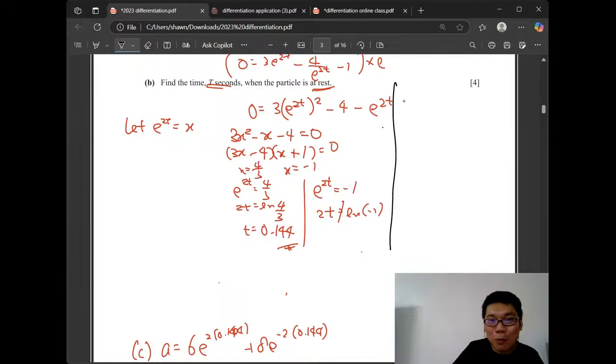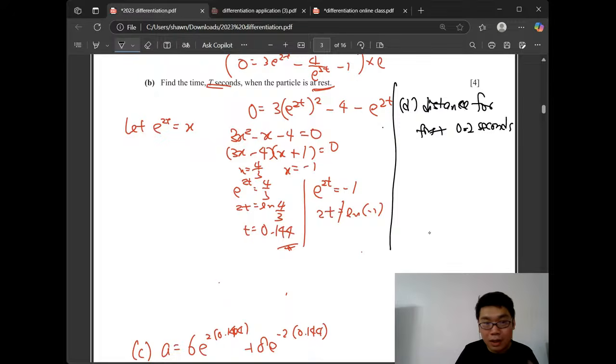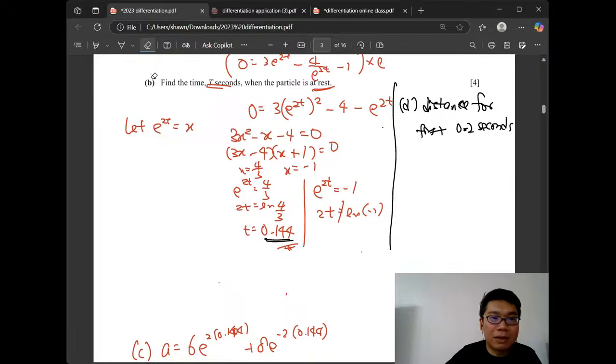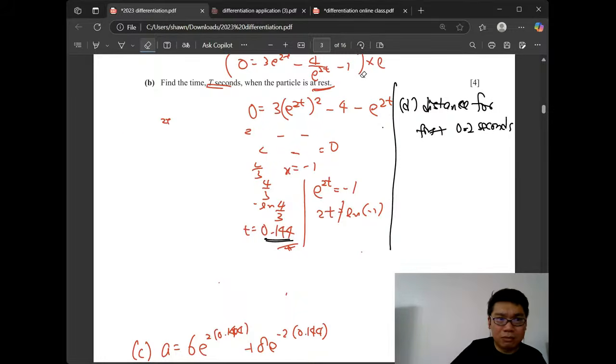Okay, we try one question. Let's say we add in one question to find the distance, for the first 0.2 seconds. Since we already know 0.144 is the time that they change direction, we need to find two paths. Okay, let me erase this part first. I'll write down t equals 0.144, they change direction.